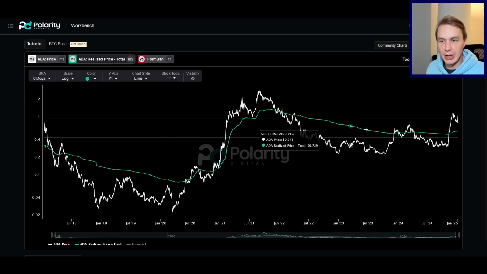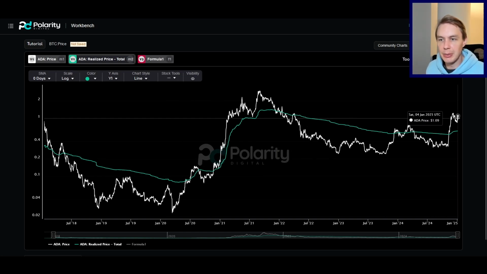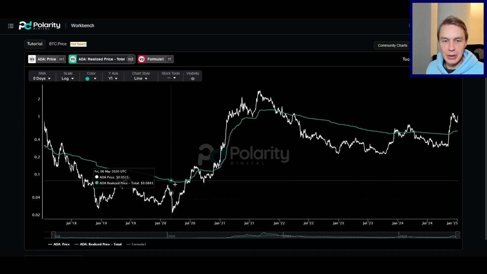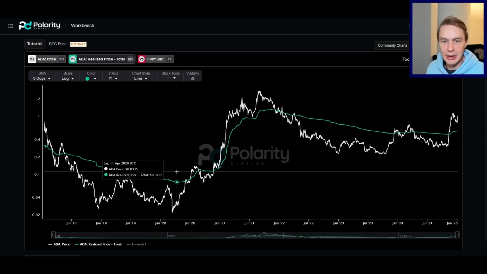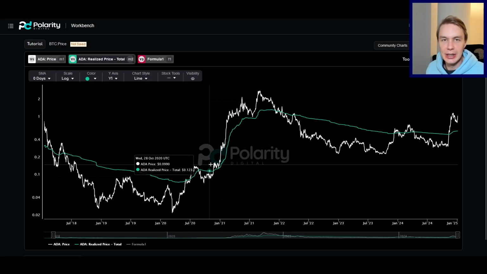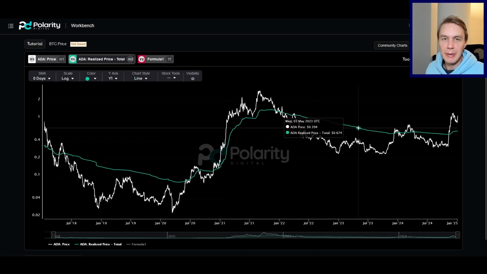So if I sell an ADA where it is right now, someone else has to buy it, and they'll have bought it at this current price. So basically the total realized price, you can think of it as the average cost basis across the entire chain. Basically, for any ADA that exists, at what price did it last move? And that gives you an idea of the aggregate cost basis across the entire market.